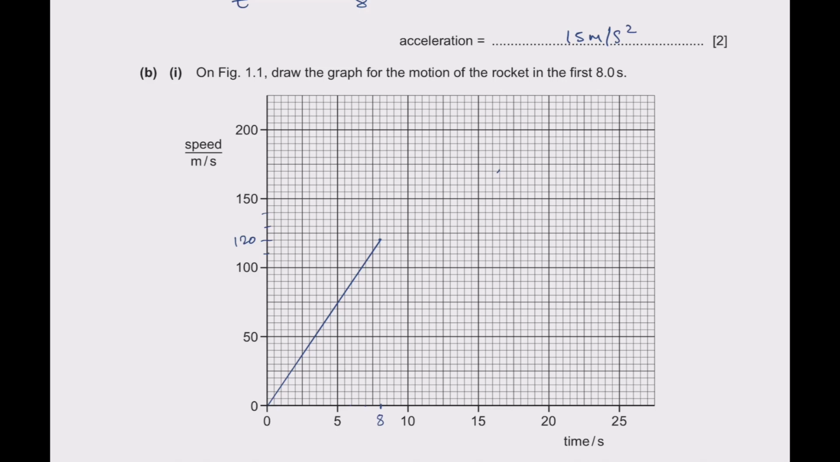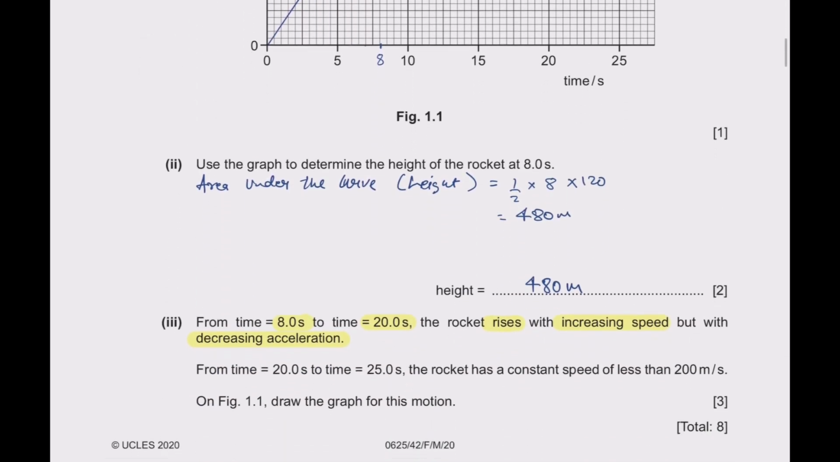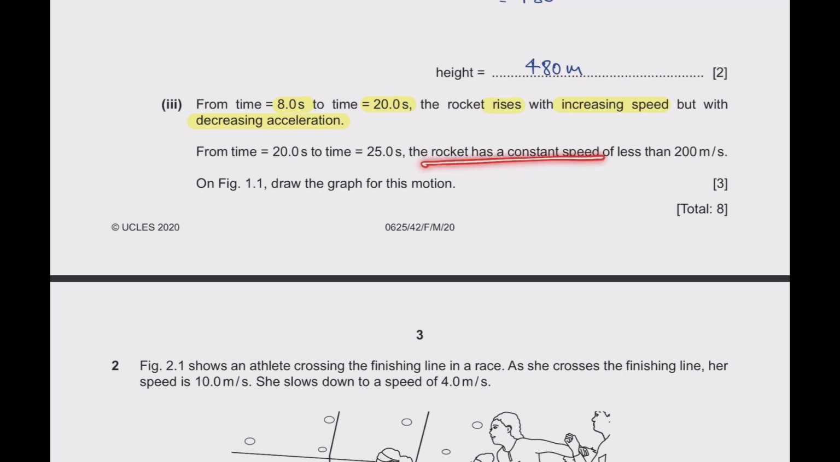Then after, let us say, 9 second or next second 10 second, it will reduce to 13 or 12 and so on. So after 8 seconds, the decreasing acceleration means the value of the acceleration is decreasing with respect to time. So now the acceleration is not constant. That is the main point, and it is decreasing. It is also mentioned here that from time 20 to 25 second, the rocket has a constant speed of less than 200 meter per second.